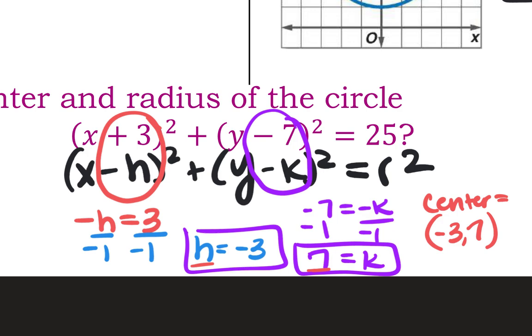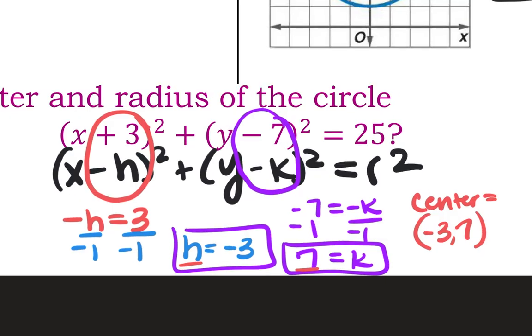All right, now, before I go on to the radius, you notice that your h, what was our answer? Negative 3? It's just the opposite of what was in there. Instead of a positive 3, it's a negative 3. Instead of a negative 7, we pulled out a positive 7. Or you can do it this way, right? If you forget, just write your equation underneath and set them equal.